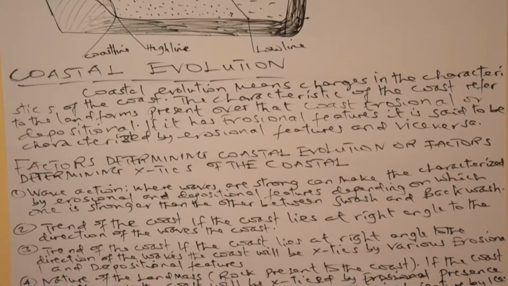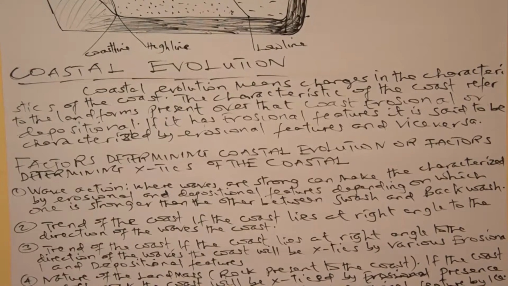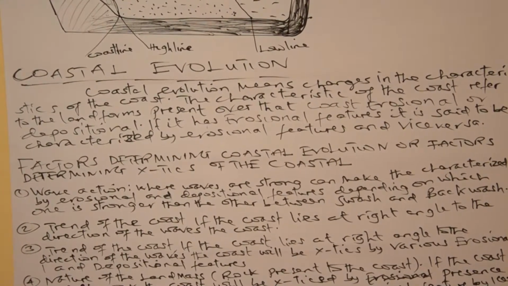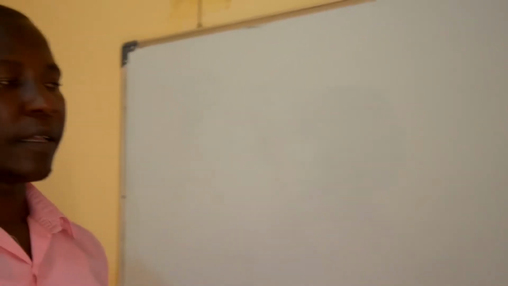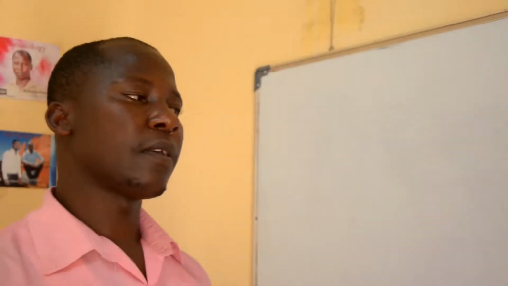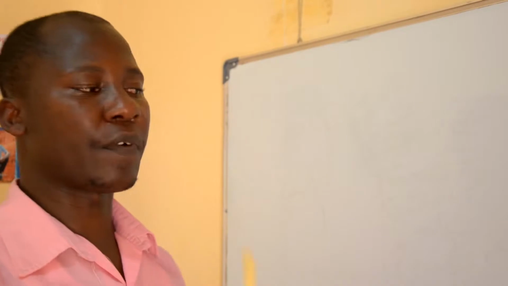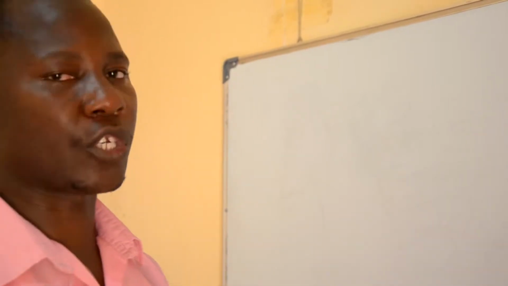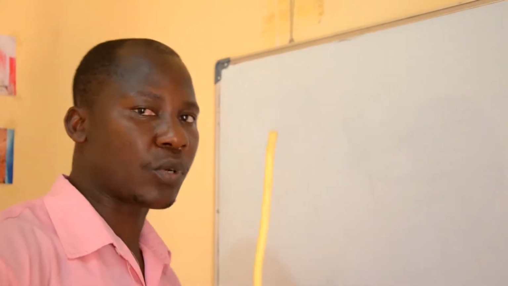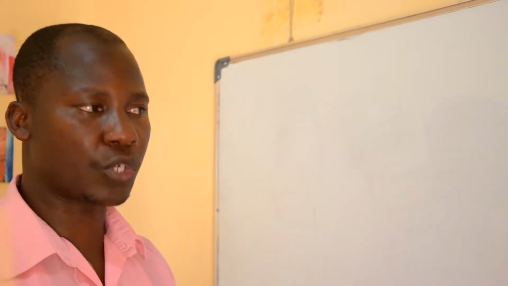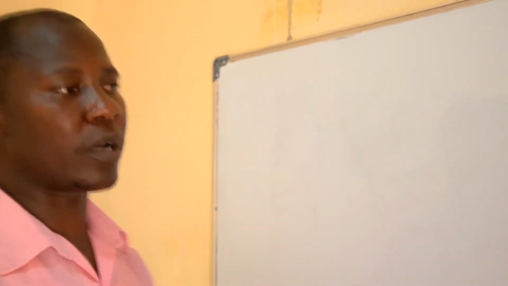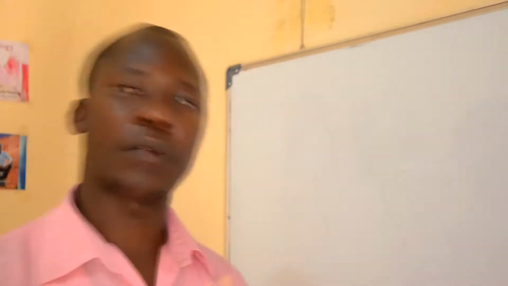First is wave action. The factors that can cause erosion or changes of the coast, either increasing or decreasing, are determined according to different factors. For instance, the wave action. Where waves are strong, they can make the coast erosional or depositional, depending on which one is stronger between the swash and the backwash.